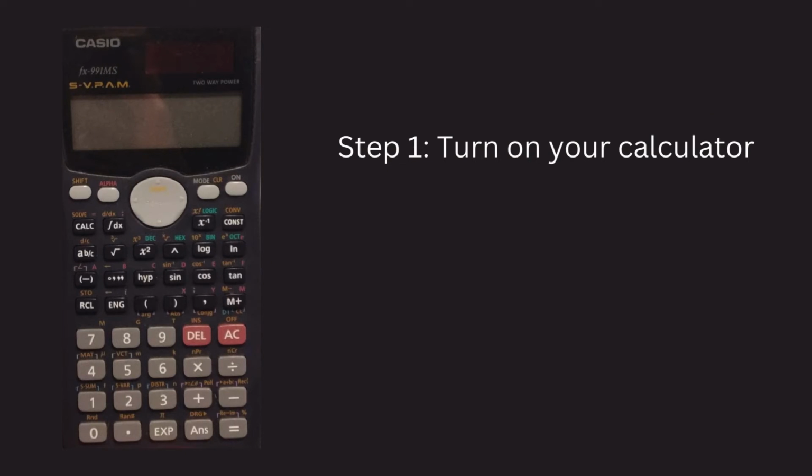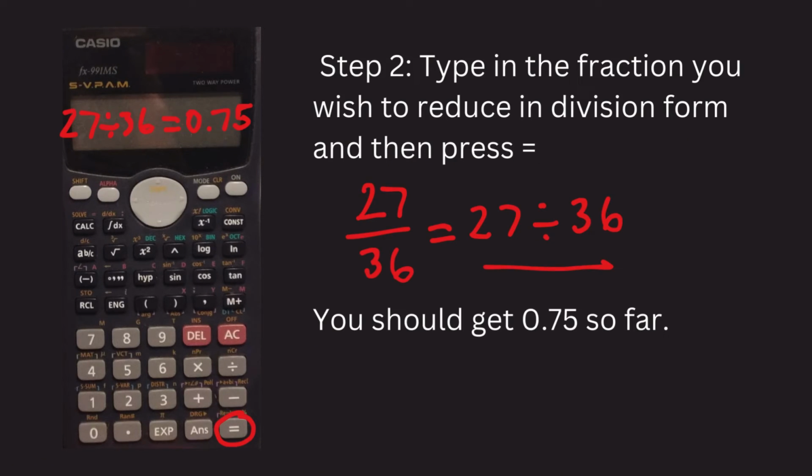Step 1, turn on your calculator. Step 2, type in the fraction that you wish to reduce in division form. For example, 27 over 36, you just write down as 27 divided by 36 in your calculator. Next, press equals and you should get 0.75.